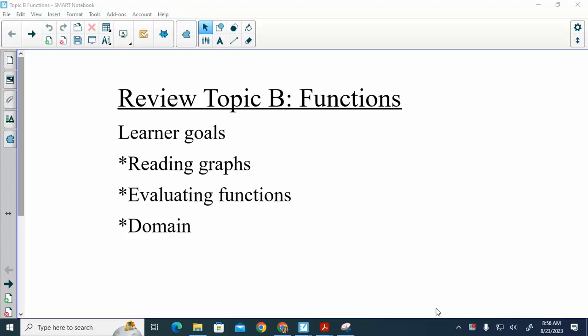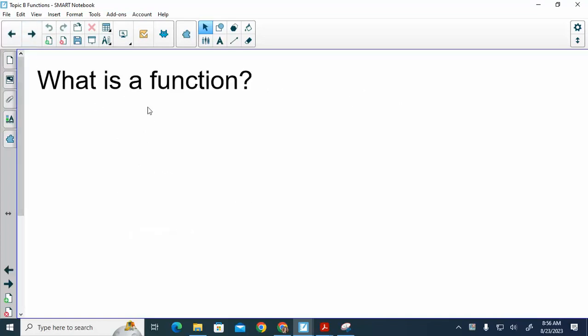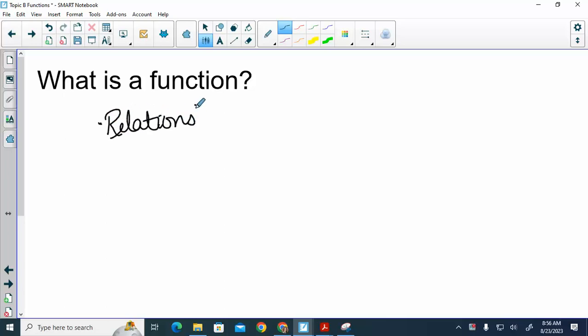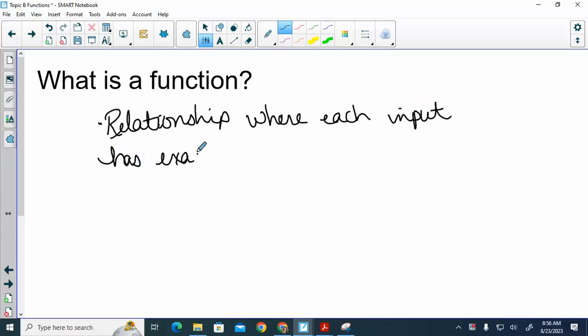A function is a thing. I know it has to pass the vertical line test. So it's basically a relationship where each input has exactly one output.